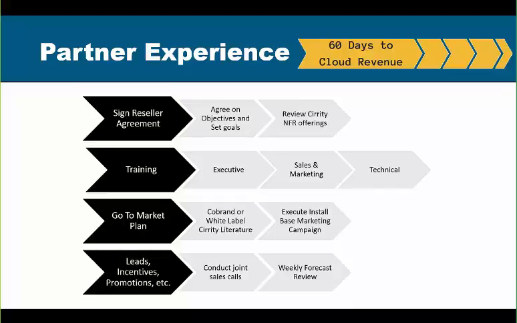Well, we like to get people to revenue within 2 months, and obviously the first thing is to get a reseller agreement in place, and then we have training for executive, sales and marketing, and technical folks within the organization. We help to develop a go-to-market plan. We have a complete assessment where we can help identify what the needs of each specific reseller organization are to get to market quickly. And then with our leads, incentives, promotions, and so on, we're really helping our customers, our resellers, shake the trees and the branches and get as many new leads and as much new business as possible.